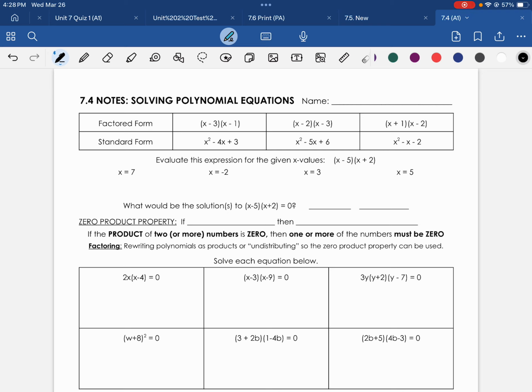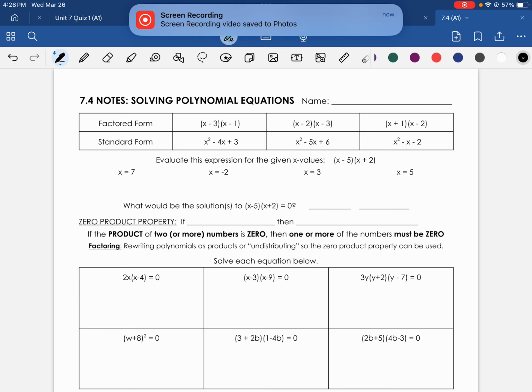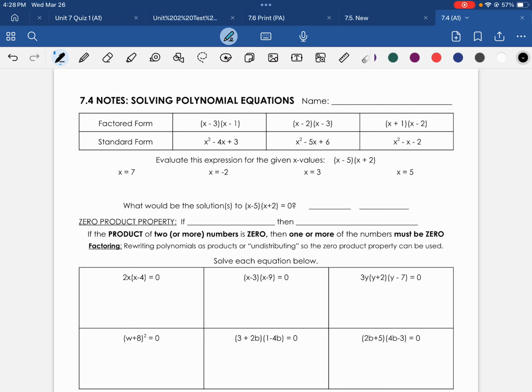Today we are going to learn how to solve polynomial equations, which we've never solved before, equations that have exponents in them. So the very first thing at the very top, we're just going to go over some structure things first so that we understand exactly what we're looking at, okay?